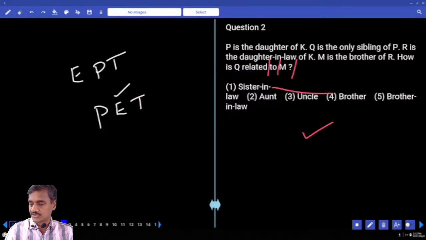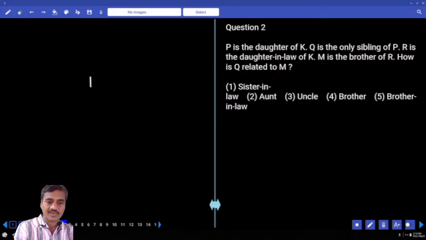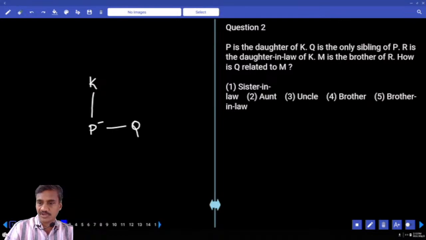Then coming to question number 2, P is the daughter of K. Q is the only sibling of P. R is the daughter-in-law of K. Daughter-in-law means son's wife. And M is the brother of R.